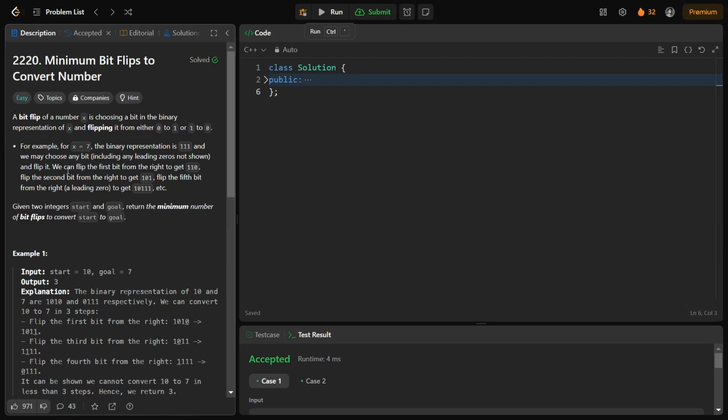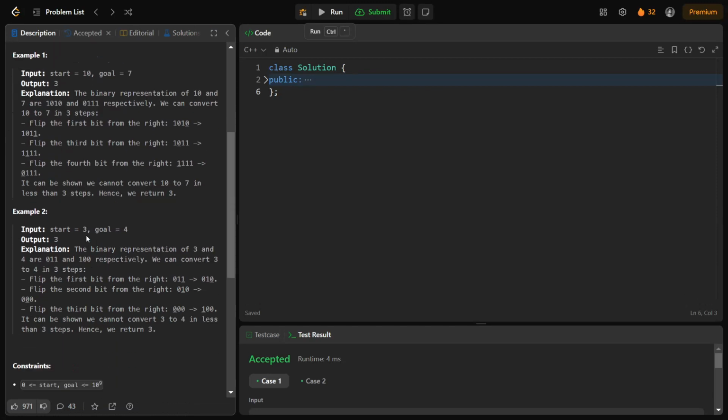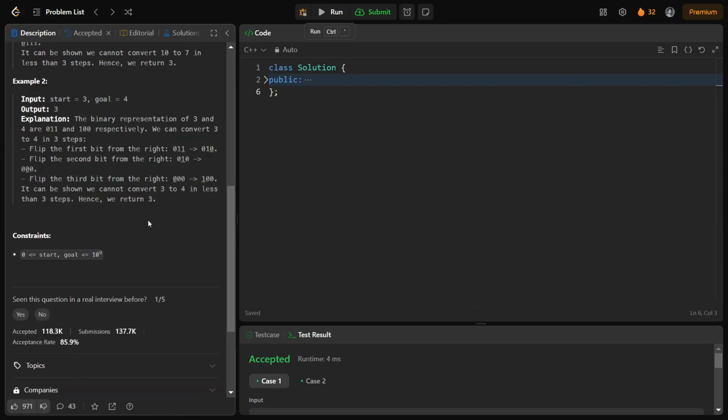So we'll see this test case in my notebook. Given two integers, start and goal, return the minimum number of bit flips to convert start to goal. It's a question of bit manipulation, and for this you need to understand some bitwise operations to know what is actually happening here. From 10 to 7, you have to do at least 3 bit flips to get the number 7. Similarly, for 3 to 4, the answer is the same, and we'll look at the demonstration in a moment.